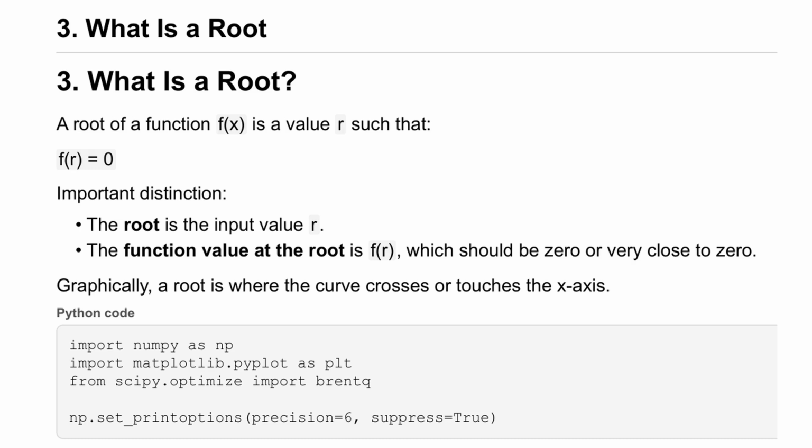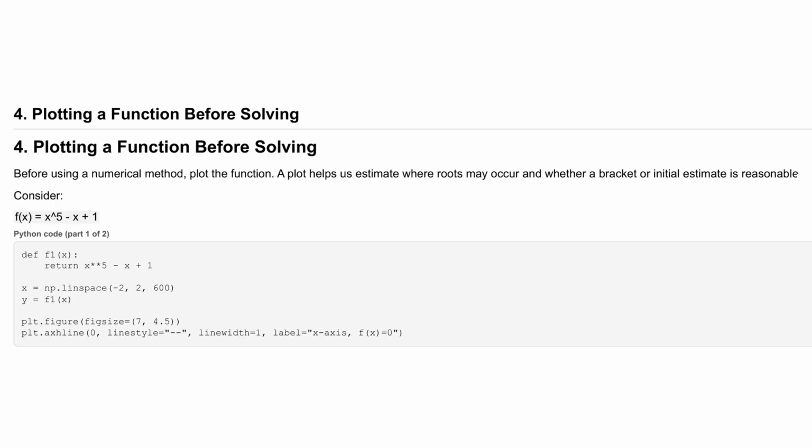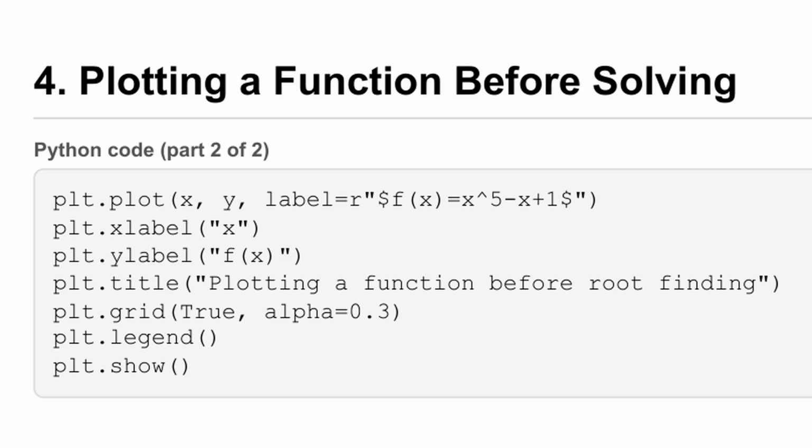We start by importing our standard libraries. Before we let a computer hunt for a number, we should always visualize the function. Here, we define a fifth-order polynomial, x to the fifth minus x plus 1, and set up a range of values to plot so we can see its behavior. This continuation of the code handles the labels and the formatting for our plot.